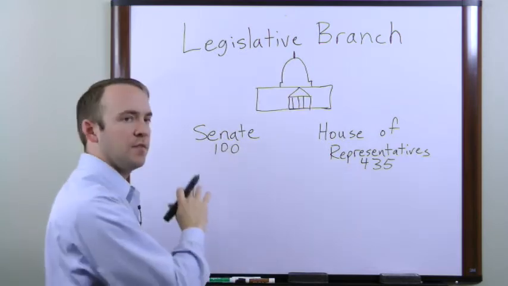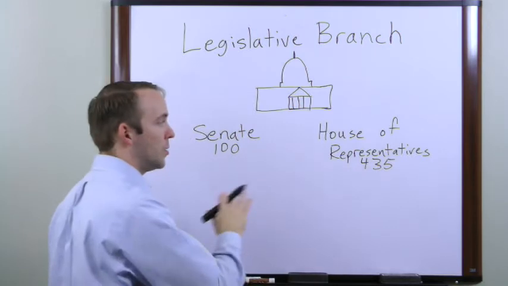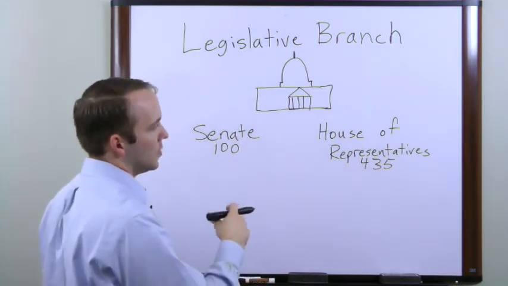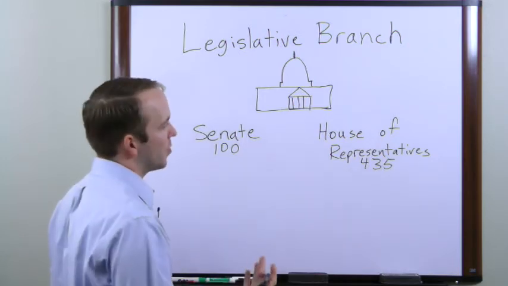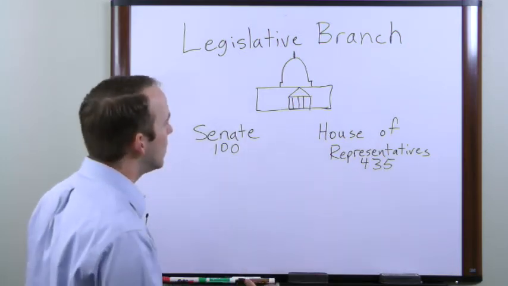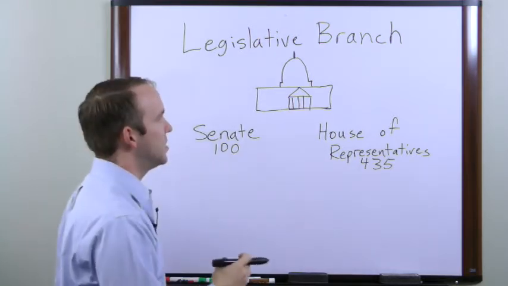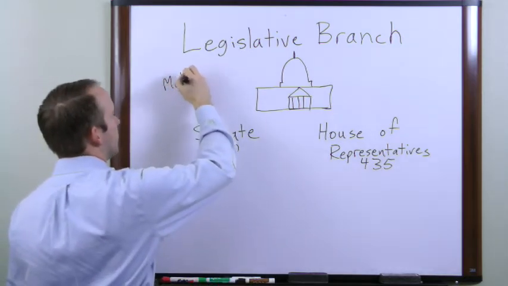These are distributed, you have two for each state, and then these 435 are distributed across the different states on the basis of population. And so a state like Wyoming is going to have fewer than California, which is a much more populous state. Now, the primary goal, if you had to sum it up, of what the legislative branch does is they make laws.